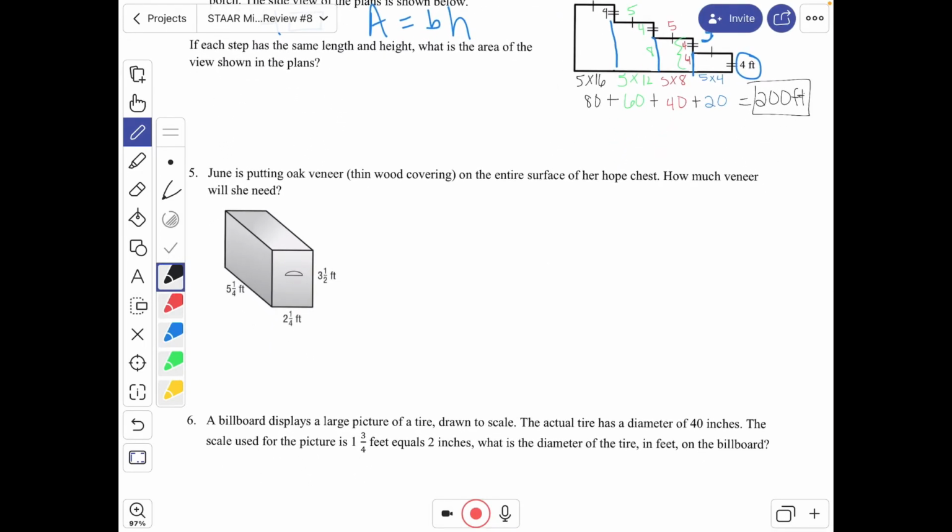Number 5. June is putting oak veneer, a thin wood covering, on the entire surface of her hope chest. How much veneer will she need? Okay, if we're covering a surface, that's surface area. So we're trying to find the surface area of the entire hope chest. So let's start with this side right here that we can see. Since all the shapes are rectangles, the formula will be base times height.